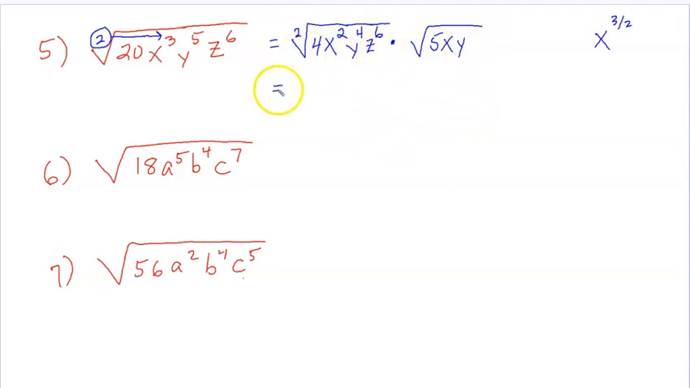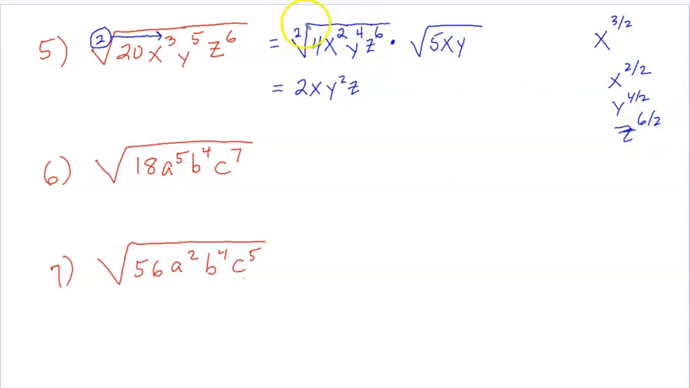So this left radical will be completely simplified, non-radical. The square root of 4 is 2. This is another way of saying x to the 2 divided by 2 power. Remember, it's exponent divided by root. 2 divided by 2 is 1. Y will be, to show you over here, the 4 divided by 2 power, which is y to the second. And z will be to the 6 divided by 2 power.